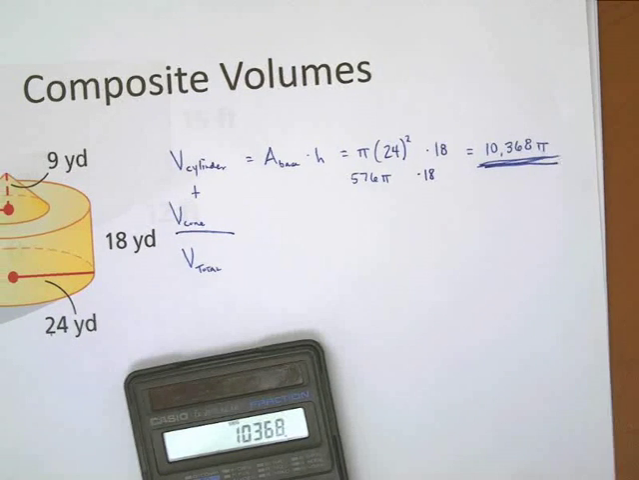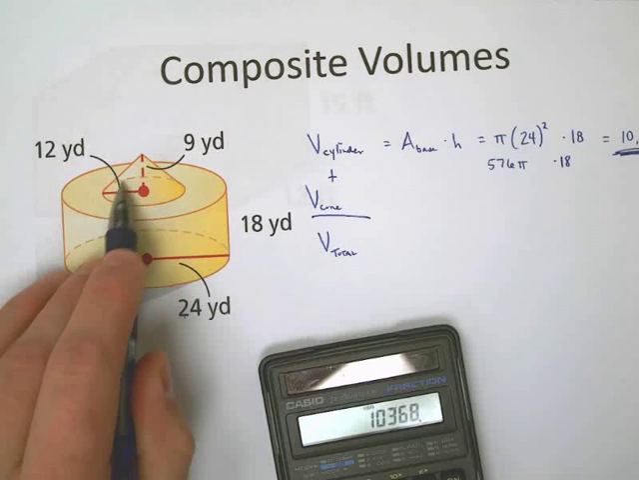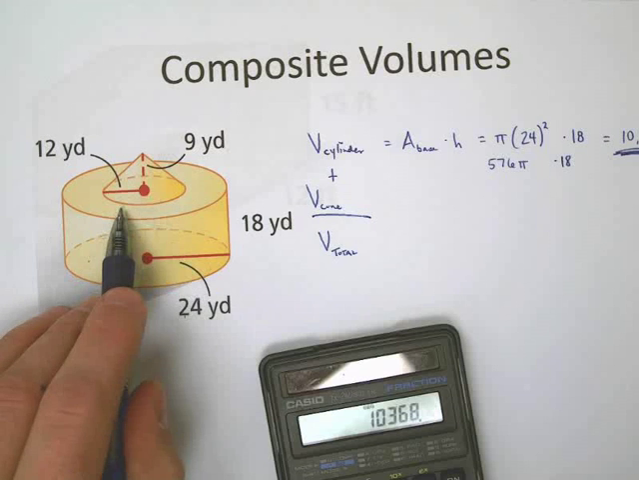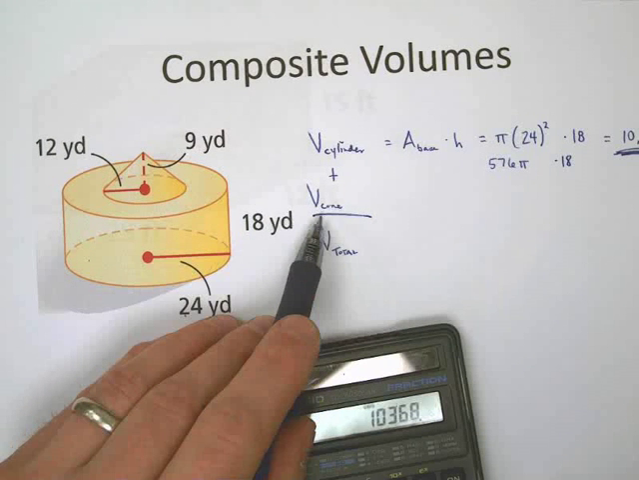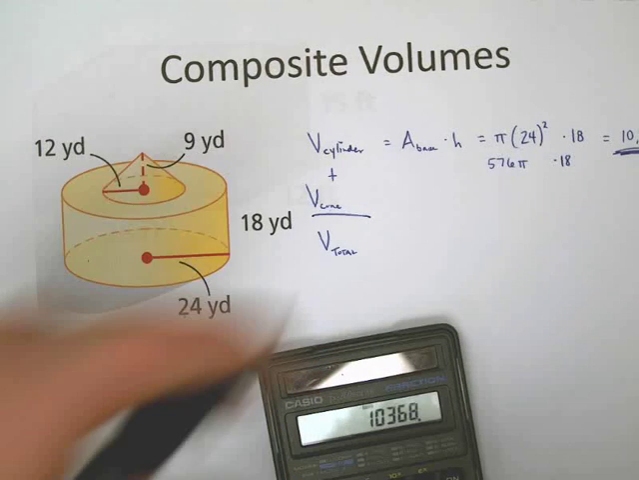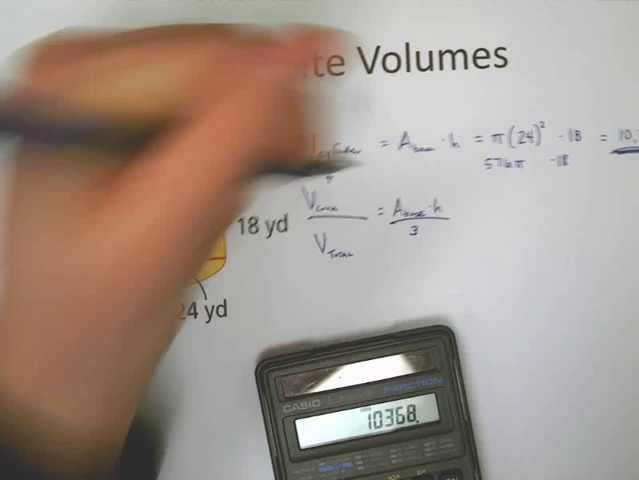One step down. For the second portion, I'm looking at the cone. The cone has a base that's a circle and a height of 9 yards. The only difference between the cylinder and the cone is I need to divide by 3 when I get this base times height. So it's pi r squared, the area of the base, times height over 3 for the cone.